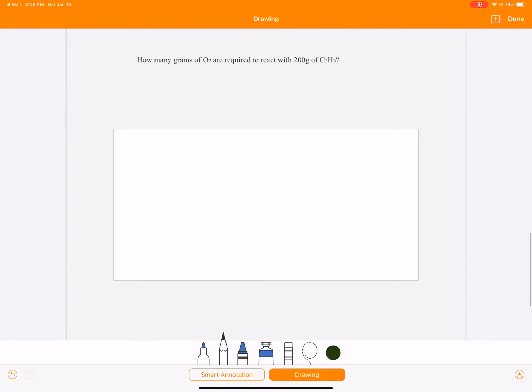How many grams of O2 are required to react with 200 grams of C2H6? So this is what we just did with an extra step, because we're going from grams to grams. So we have 200 grams of C2H6. Also, it's always a good idea to know where you're going in your conversion. Don't just guess your way through it. Always make sure you have a concrete plan.